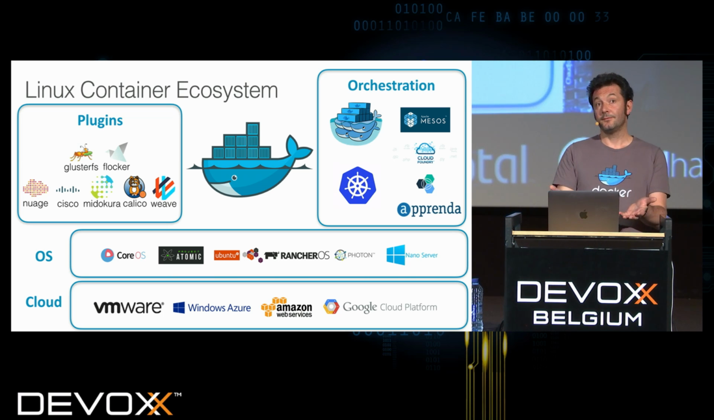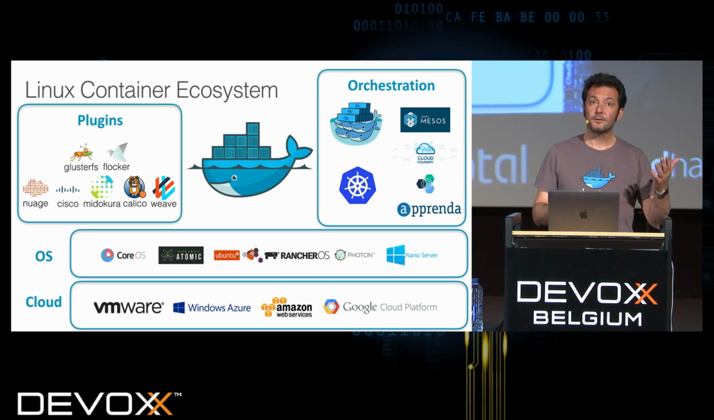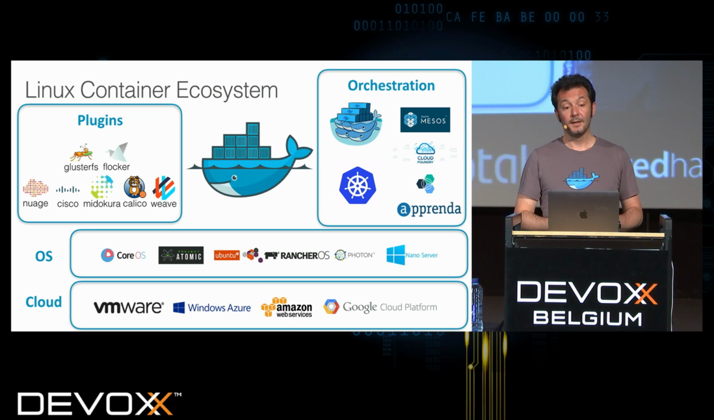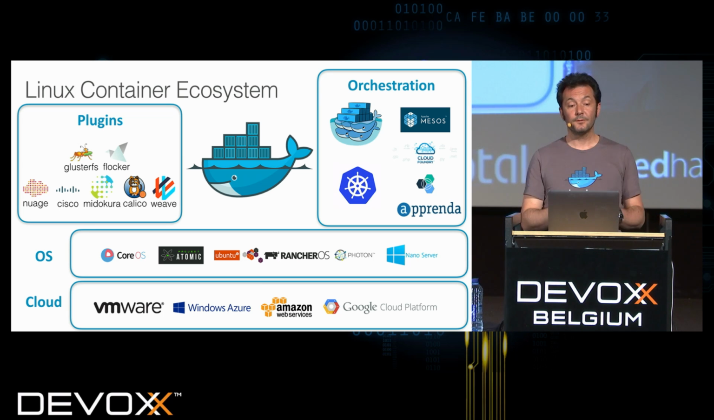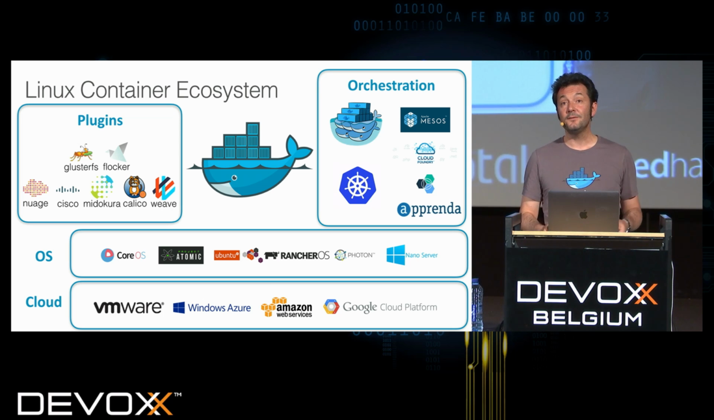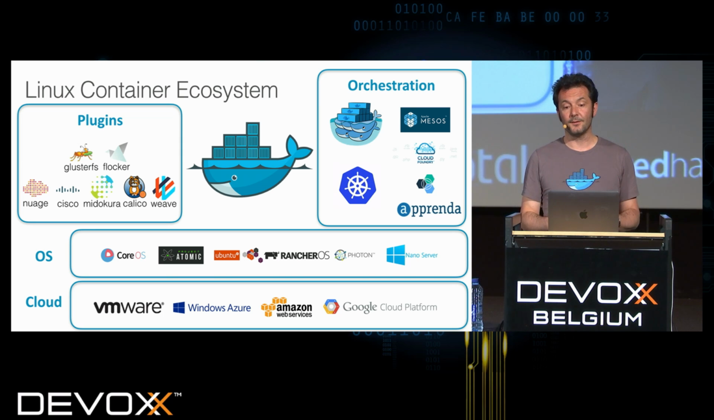Then on top of that, you have Docker. So Docker, the engine and the platform. On the left, you have all the plugins. So at Docker, one of our philosophies is batteries included, but removable or swappable. So that means for certain aspects, you can plug a different component. For example, for volumes, you can plug GlusterFS or Flocker. For networking, you can plug Weave, Calico, Midokura, Cisco. There's a whole ecosystem of plugins out there.